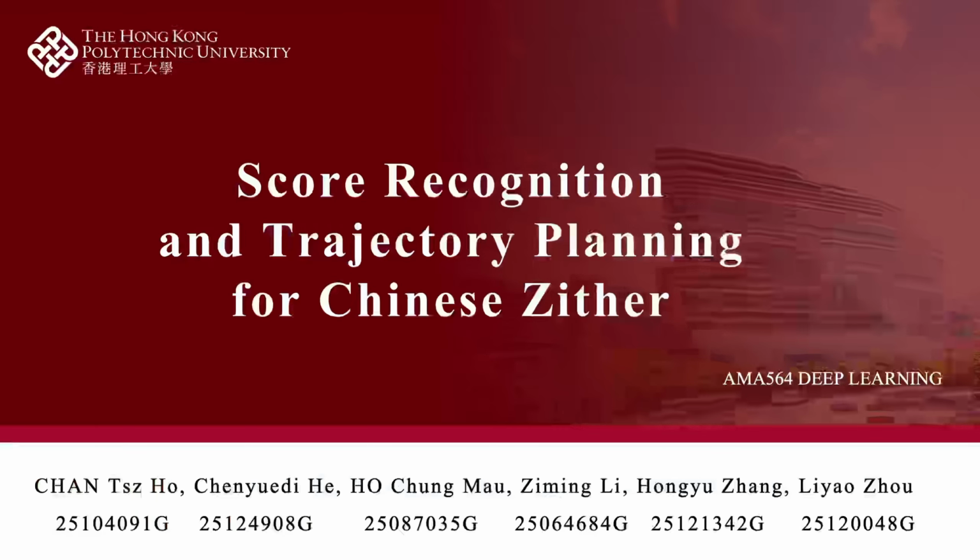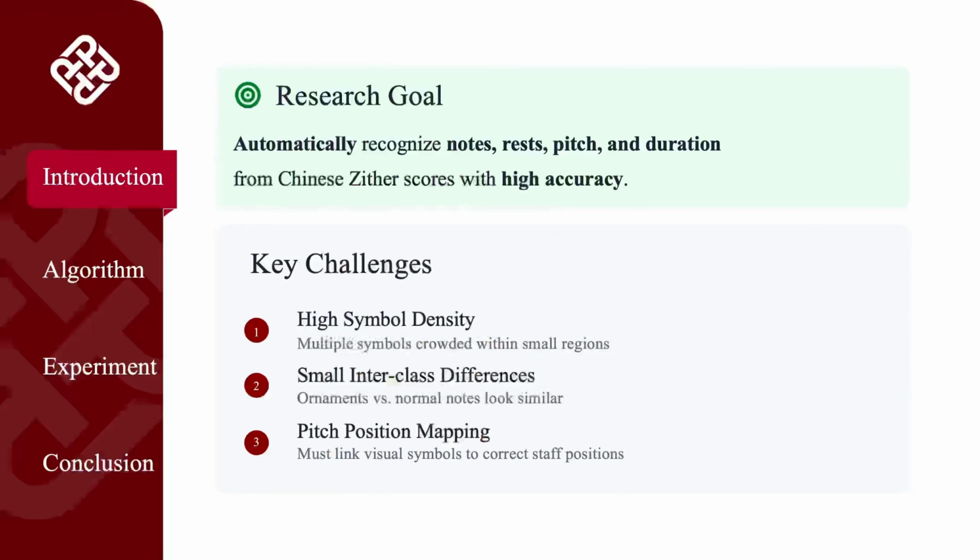To make it play, the robot first needs to read the music score. That's exactly what we solved using deep learning. Let's get into it. The goal is to give the system a score image, and it outputs every note, what pitch, what type, how long, fully automatically.